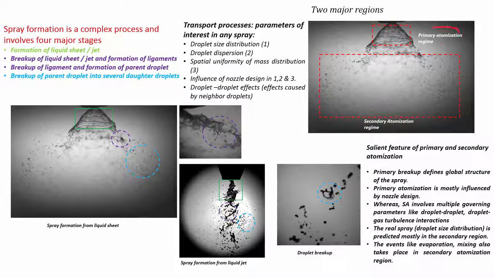This is the primary atomization zone, where the sheet is actually breaking up, and this is called the secondary atomization zone, where the droplets actually break up. Droplets cannot break up without changing their shape; they cannot remain spherical. So, this is the secondary atomization, this is the primary atomization zone, and it usually involves the liquid sheet, ligaments, formation of parent droplets and formation of daughter droplets.